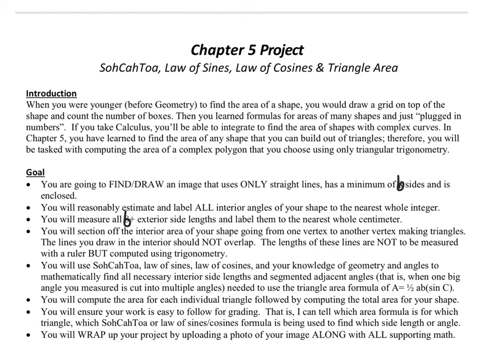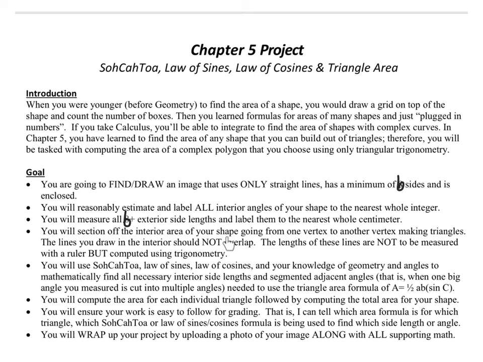But let's walk through it. The first thing is you're going to draw or find an image using only straight lines, a minimum of 6 sides, and it's enclosed. You need to label all of the interior angles to the nearest integer. You're going to measure all the exterior side lengths using centimeters. Then you're going to section off that polygon with non-overlapping triangles on the inside. So you're going to get 4 different triangles.